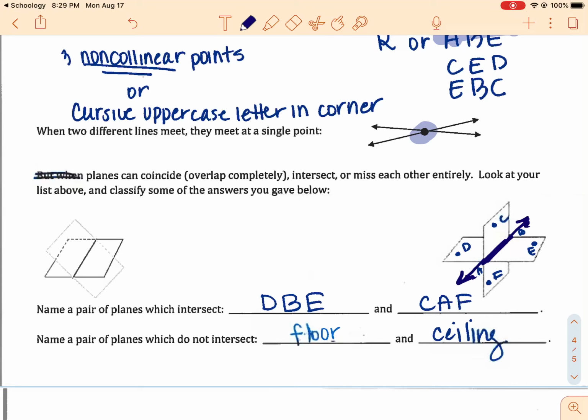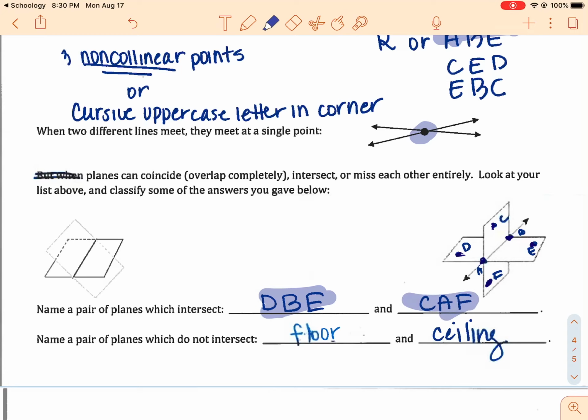If we look at what planes intersect, we would say, since here's one point D, B is one that's on there, and E, since that's not collinear, we could label it DBE. And then the other one, we have a point like a C, an A, and an F. Or I could have used B instead of A. And then that's where they cross.